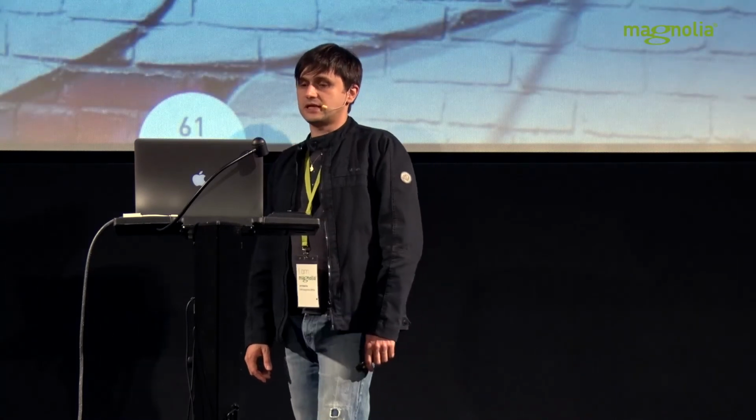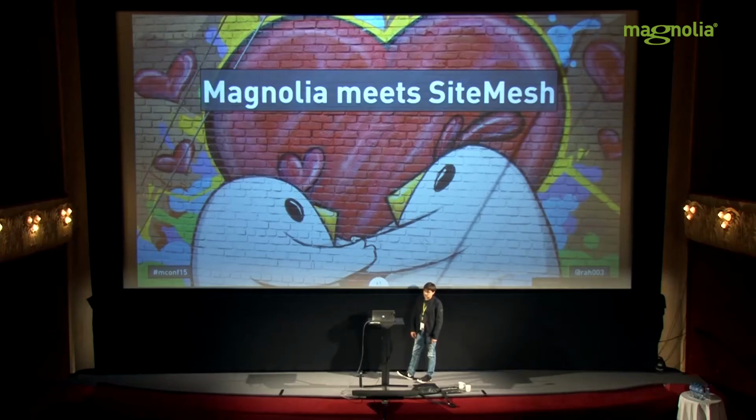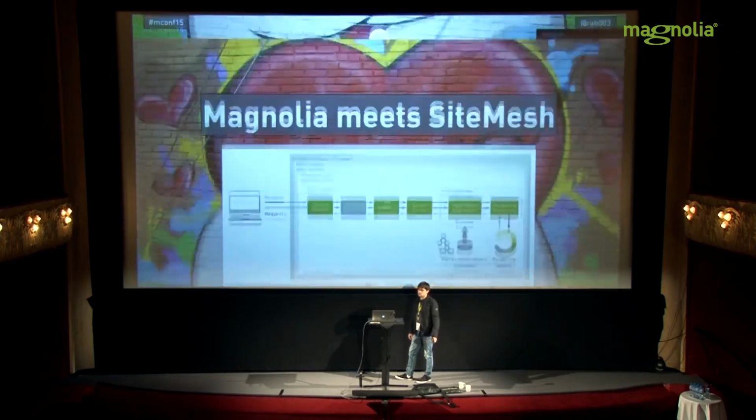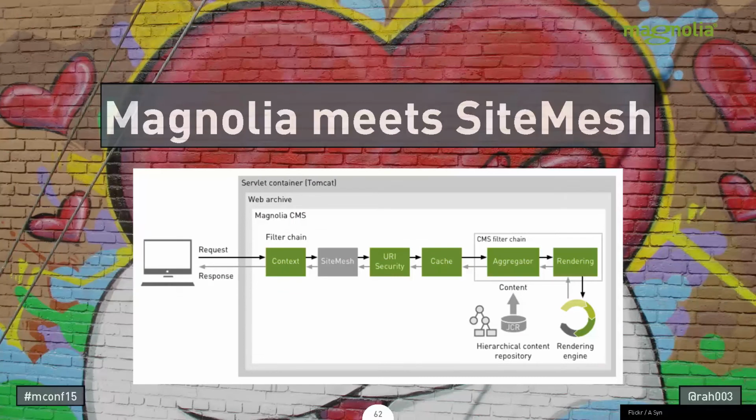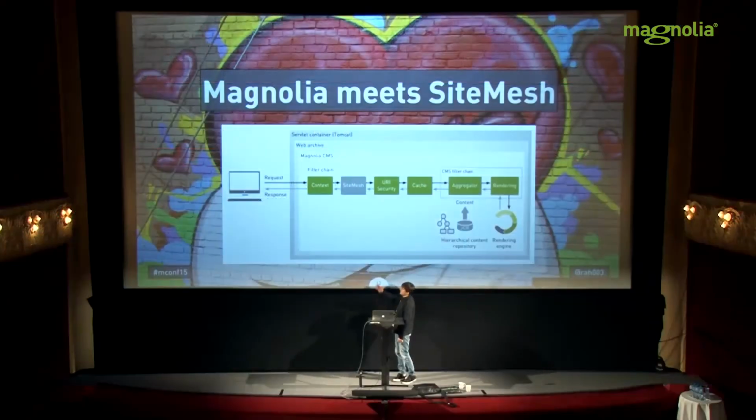And that's actually what we did. So we introduced SiteMesh into Magnolia. There is now a SiteMesh module. You are free to use it as well for whatever other purposes you want. It actually gives great opportunities for dynamic enhancement of the content, so I suggest you look into it, at least. And we added the SiteMesh filter into the filter chain before the cache.